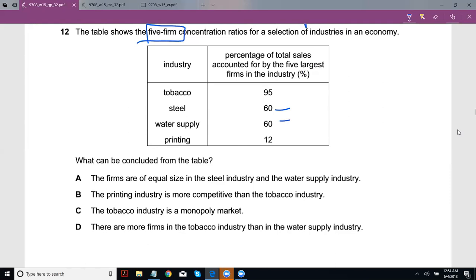Yeah, so it's difficult to judge size, and I'm not even sure what they're saying. If they're saying all of these firms are of equal size, then it's even more wrong. Supply are of equal size.